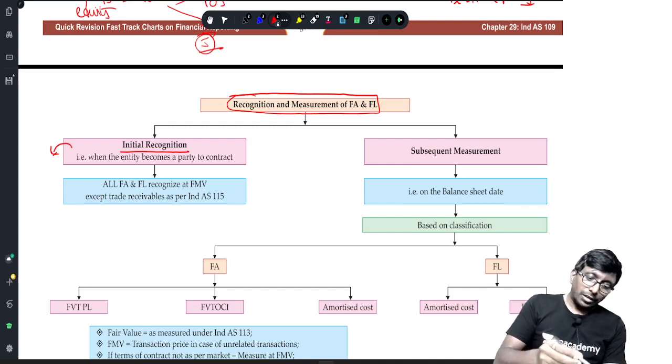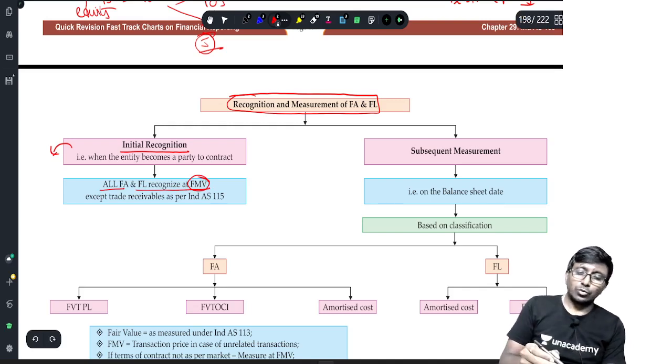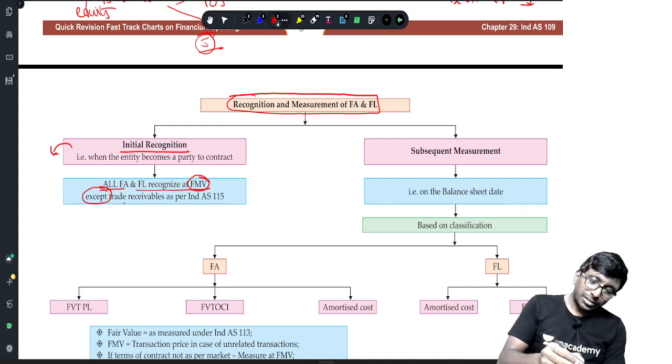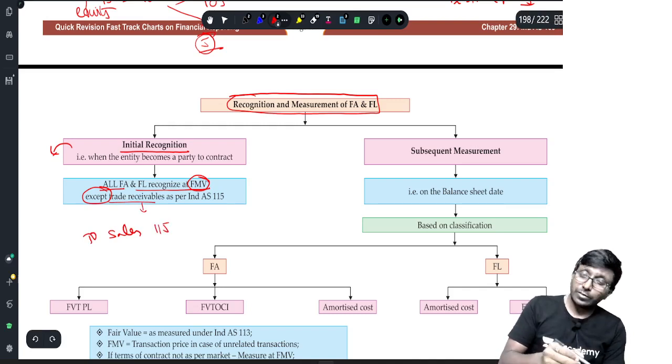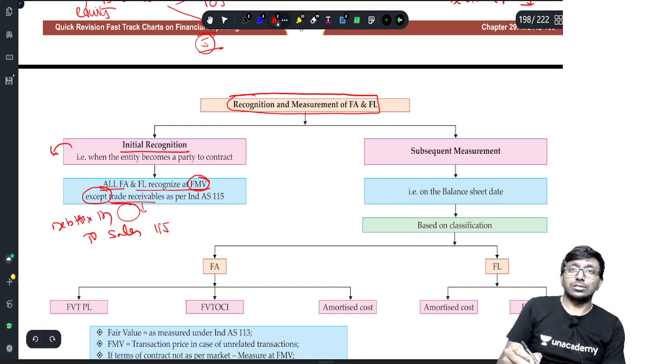All financial asset and financial liability will be recognized at fair market value, except trade receivables. Why, sir? Trade receivables, because when you're recording sales as per Ind AS 115, automatically debtors is the next number. This is obviously the same number that is going to come as debtors.